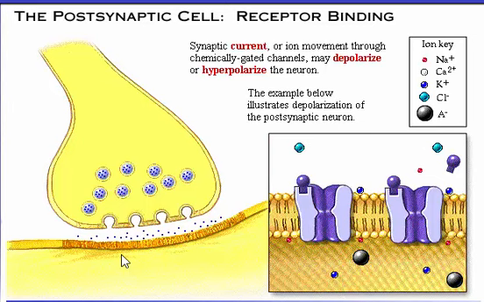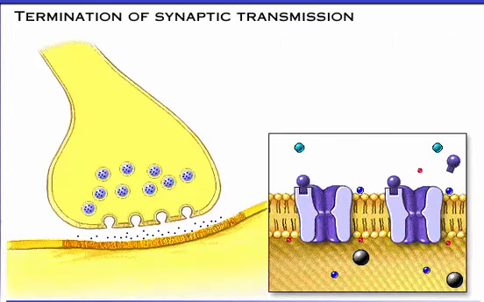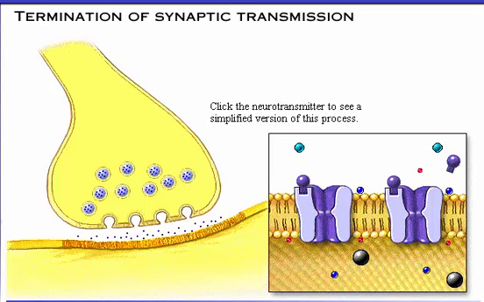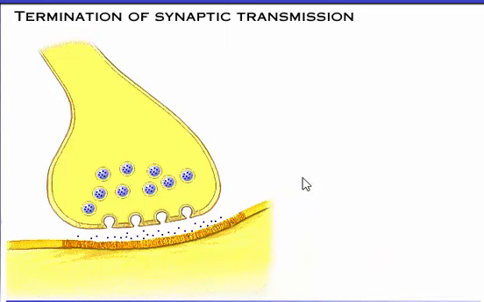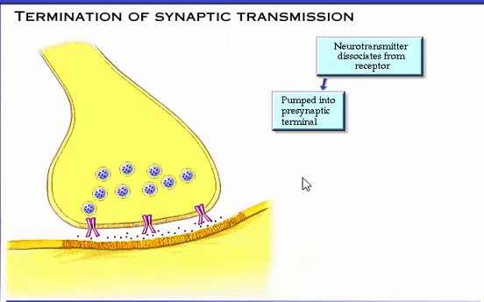Synaptic transmission ends when the neurotransmitter dissociates from the receptor and is removed from the synaptic cleft. Click the neurotransmitter to see a simplified version of this process. Most often, the neurotransmitter is pumped back into the presynaptic terminal and into nearby glial cells. Here we illustrate the neurotransmitter glutamate being pumped back into the presynaptic terminal.